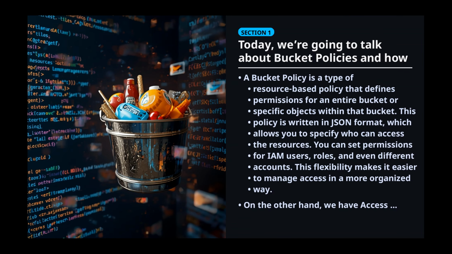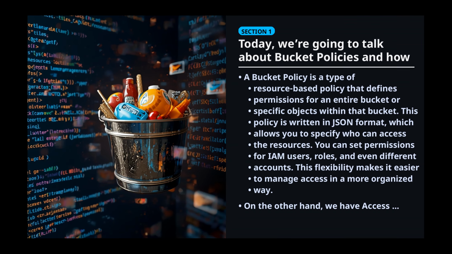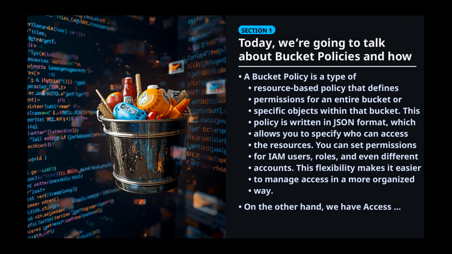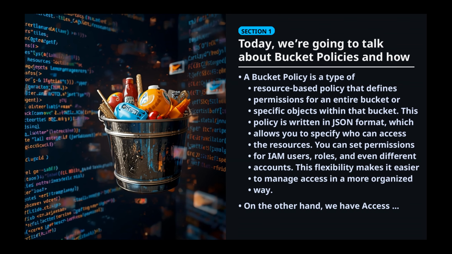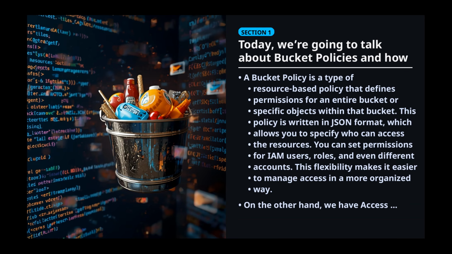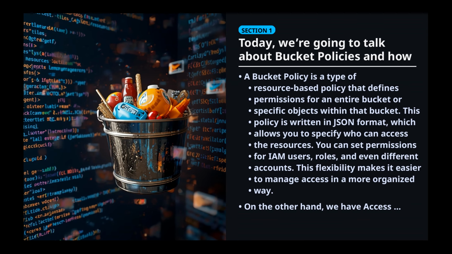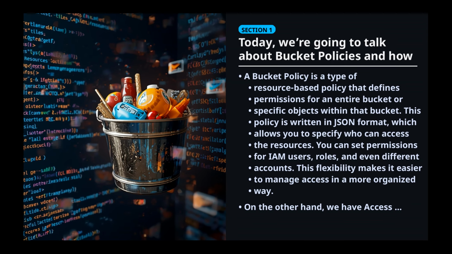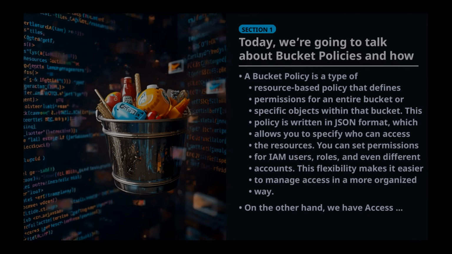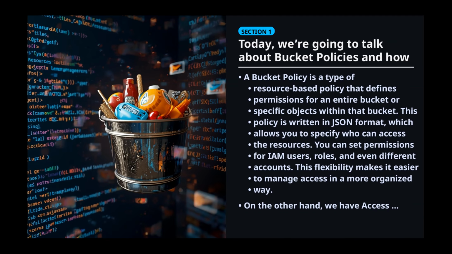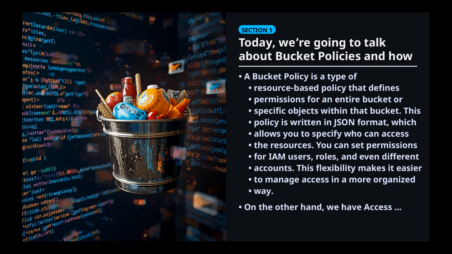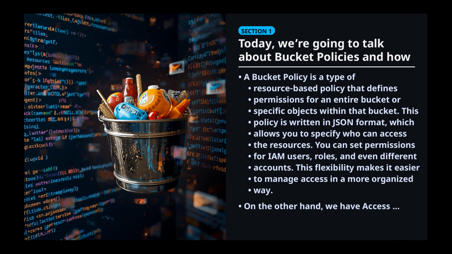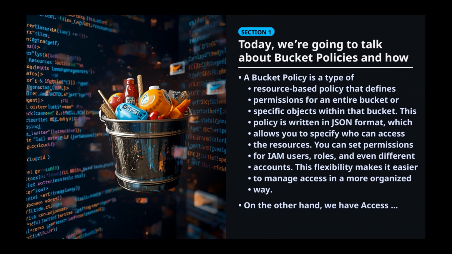A bucket policy is a type of resource-based policy that defines permissions for an entire bucket or specific objects within that bucket. This policy is written in JSON format, which allows you to specify who can access the resources. You can set permissions for IAM users, roles, and even different accounts. This flexibility makes it easier to manage access in a more organized way.